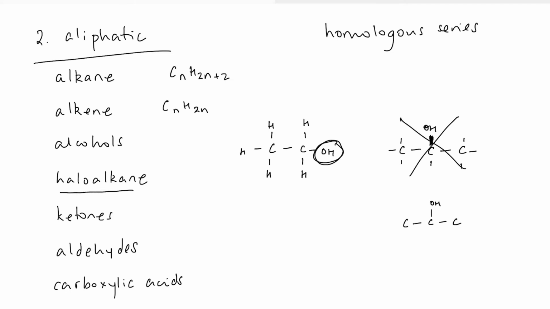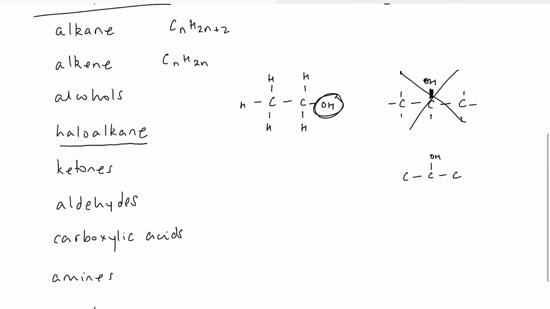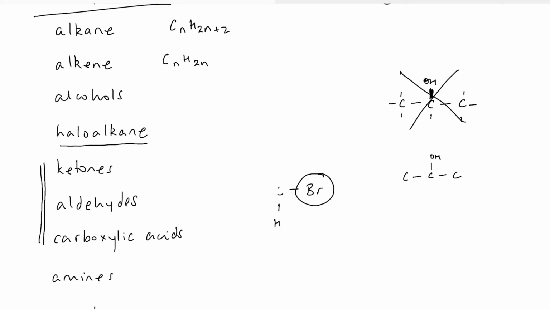The haloalkanes, as you might imagine, have a halogen atom. So we're talking about molecules with fluorine, chlorine, bromine, or iodine in. And the presence of this halogen in the molecule makes these molecules actually quite reactive and very useful. Now we move on to the ketones, the aldehydes, the carboxylic acids. These all have something in common. They all contain a carbonyl group.